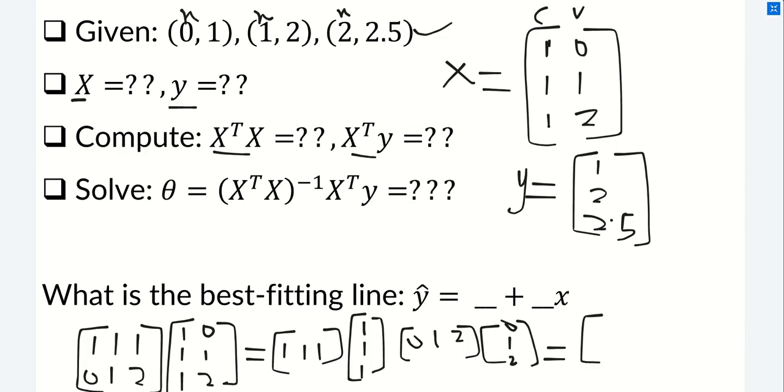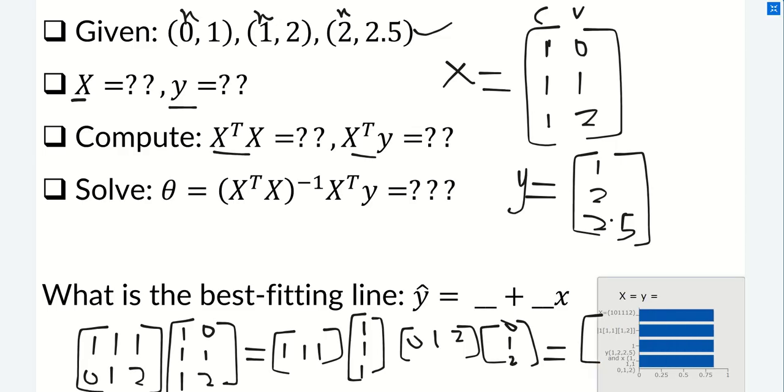All right. Then the next one is x raised to the power t and x itself. All right. So hurry up and get me the answer.